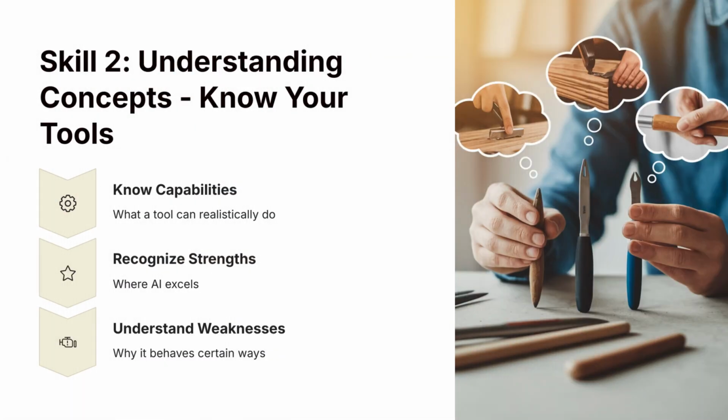Skill 2 revisits our foundational concepts from Lesson 1, but emphasizes why this understanding is a practical skill. Knowing the difference between general AI, machine learning, deep learning, and LLMs isn't just academic. It helps you manage expectations and use tools effectively. It's like knowing the difference between a hammer and a screwdriver. You need the right tool for the job. Understanding that ChatGPT is an LLM helps you know its strengths, text generation, and weaknesses, potential lack of real-time data or complex math skills. This conceptual clarity prevents misuse and frustration.